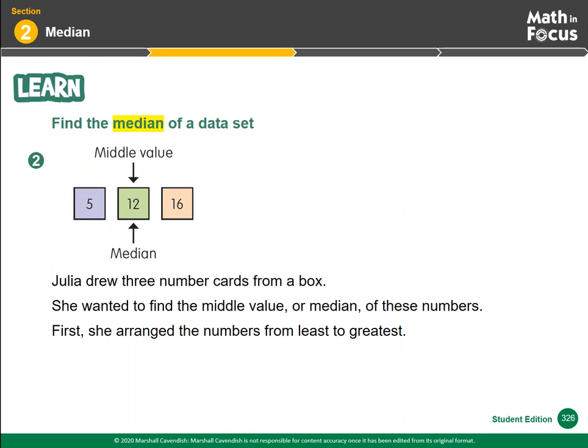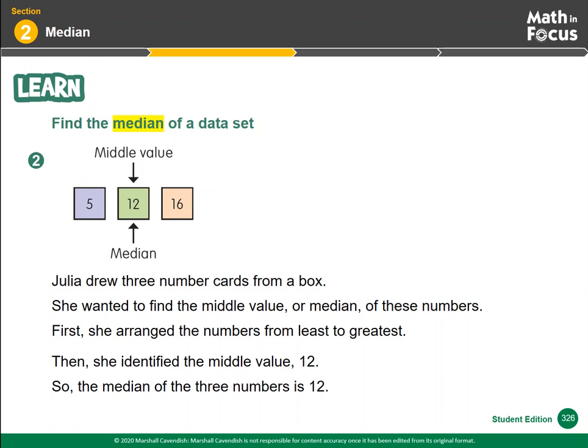Okay, find the median of a data set. So Julia drew 3 number cards from a box. She wanted to find the middle value or median of these numbers. First, she arranged the numbers from least to greatest. You could also go greatest to least, but they do have to be in order of value. She identified the middle value of 12, so 12 is the median of those cards that she drew.